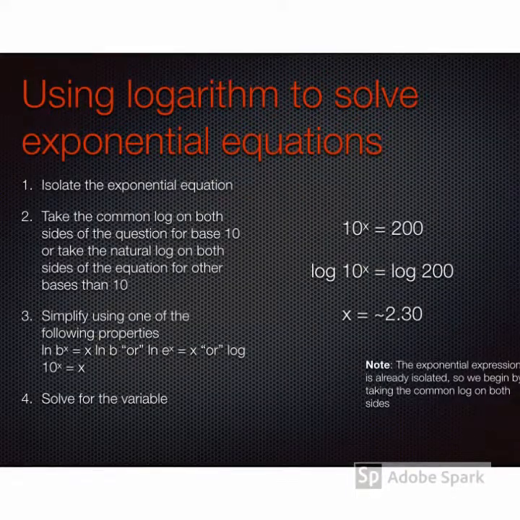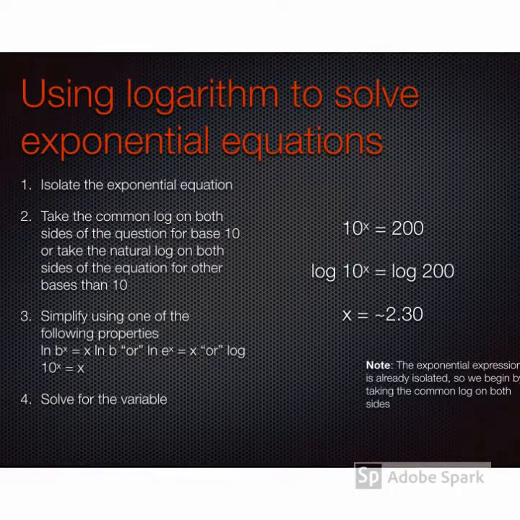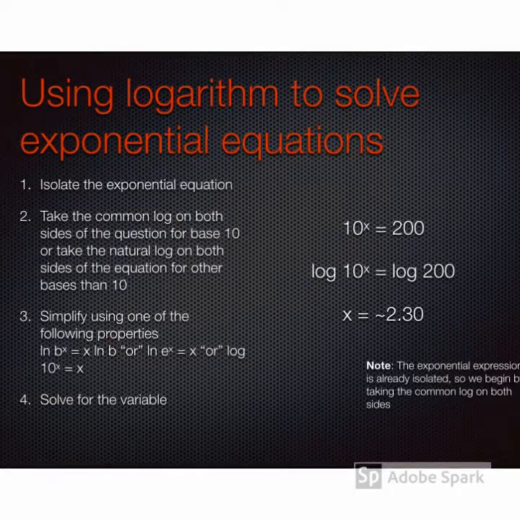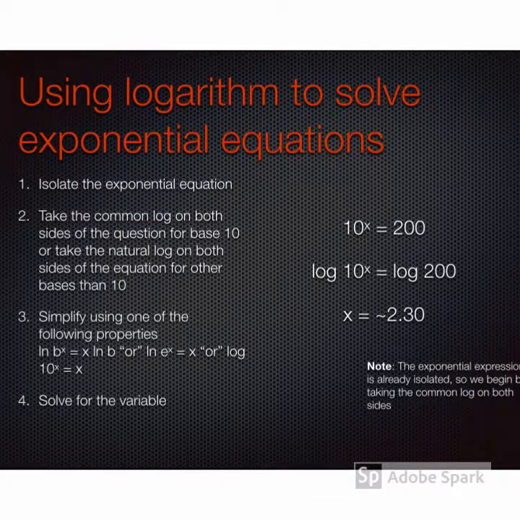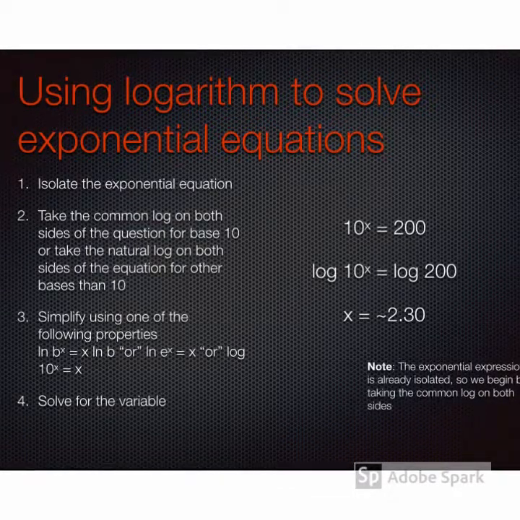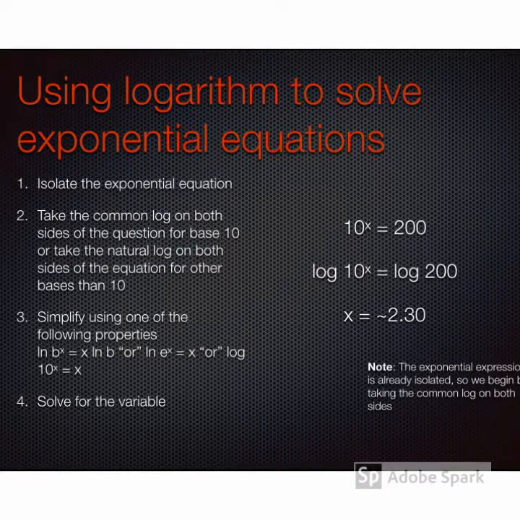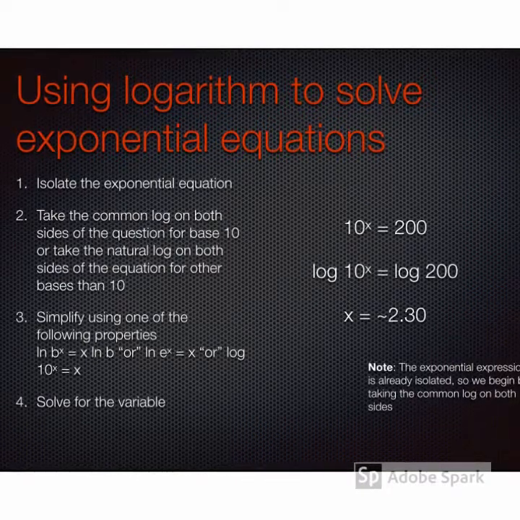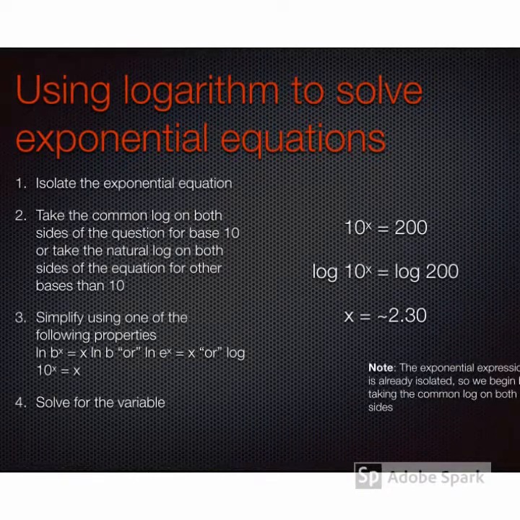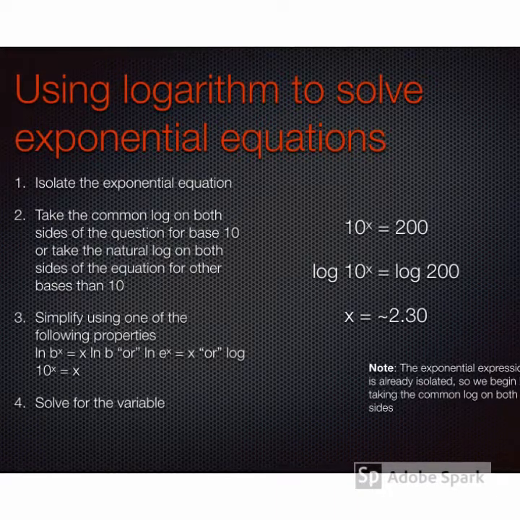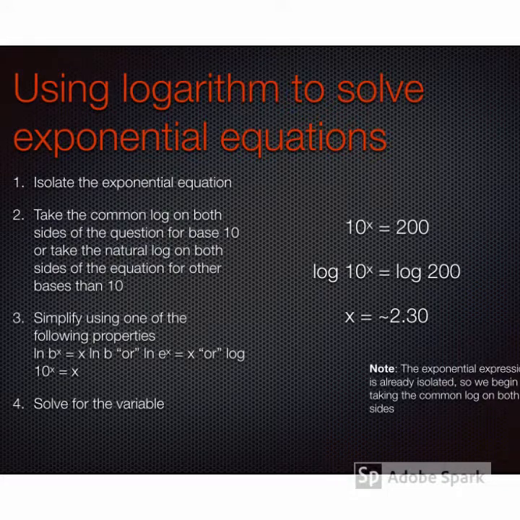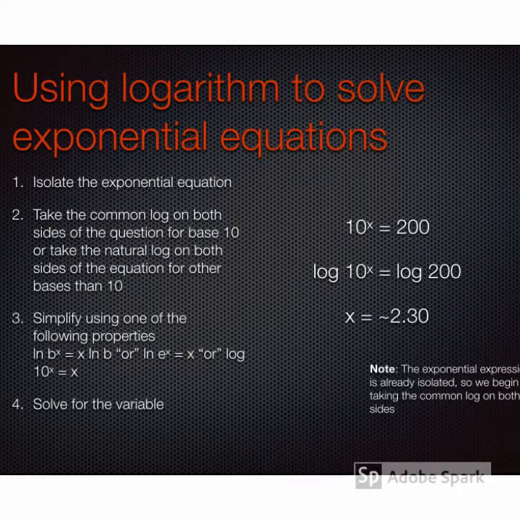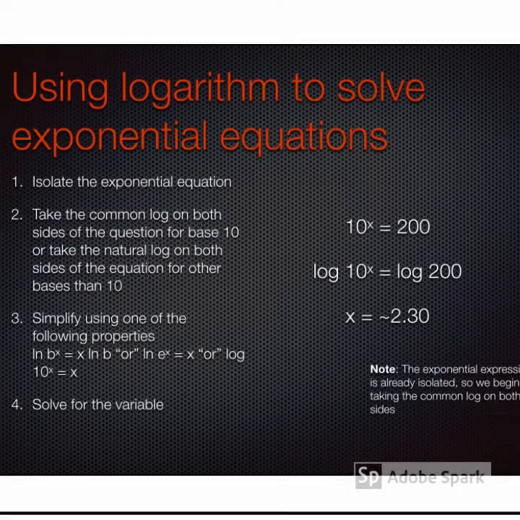So this is the same type of example, only difference is now this is the common log, or we can say the log of base 10. So now that we have 10 to the x equals 200, as you can see in number 3, the last example, it says log of 10 to the x equals x. So now we have the x for log 10 to the x, and it's equal to the log of 200. So what is the log of 200? Well, it's approximately 2.3. So x is equal to approximately 2.3.